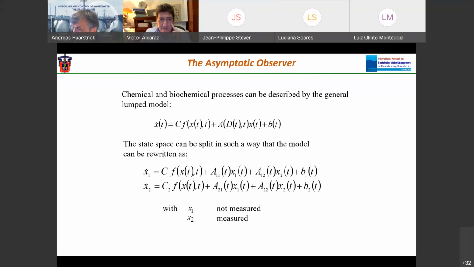The state space can be split in such a way that the model can be rewritten as two equations in the bottom, where capital X1 is a vector representing the state variables that we can measure, and capital X2 is a vector containing the state variables that we cannot measure and that we want to estimate.